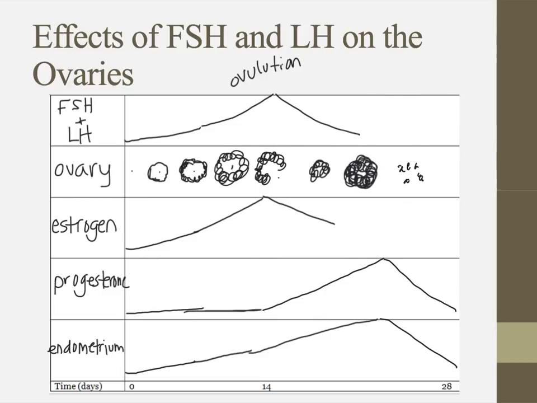Endometrium can't be maintained without progesterone. Our estrogen was already on its way down. Our FSH and LH were already on their way down. And so here we are at the end of the cycle and ready to begin again. So day 28 is the same thing as day 0, and this cycle would start all over again.